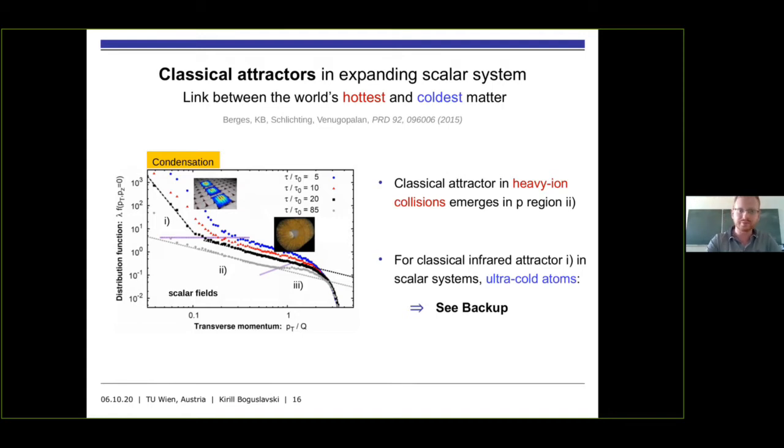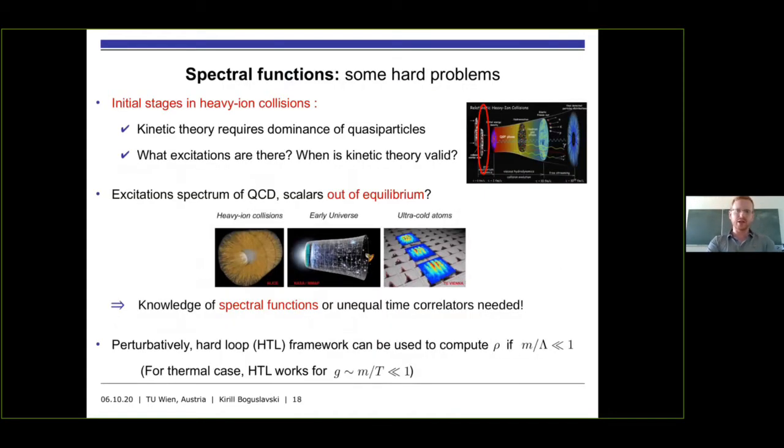Now let's go on from the classical attractors to understanding what the excitation spectrum of our quark-gluon plasma, or of our overoccupied gluonic plasmas, actually is. One of the reasons is to understand when kinetic theory becomes applicable, because it needs quasi-particles, and what kind of excitations do you actually have in those plasmas, at initial stages, for instance. And the main question is how to obtain excitation spectra, or spectral functions, out of equilibrium, and one way to obtain them has already been known for quite a while.